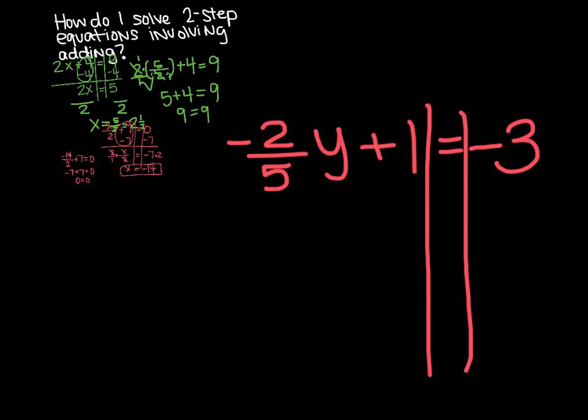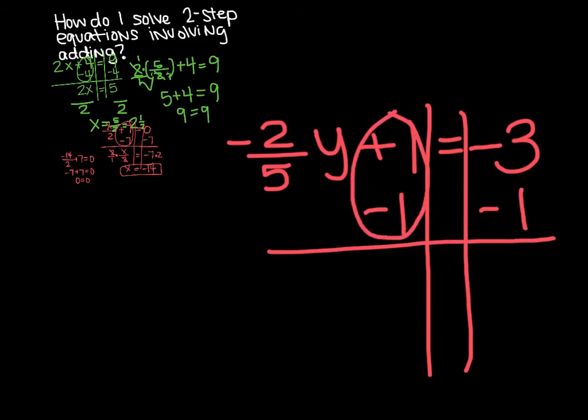The plus 1 is the farthest away. They're our extended family. So in order to undo the plus 1, I have to minus 1. I have to do that on both sides. I now have a zero pair there. What's left is our negative 2/5 y equals, and negative 3 and negative 1 make negative 4.